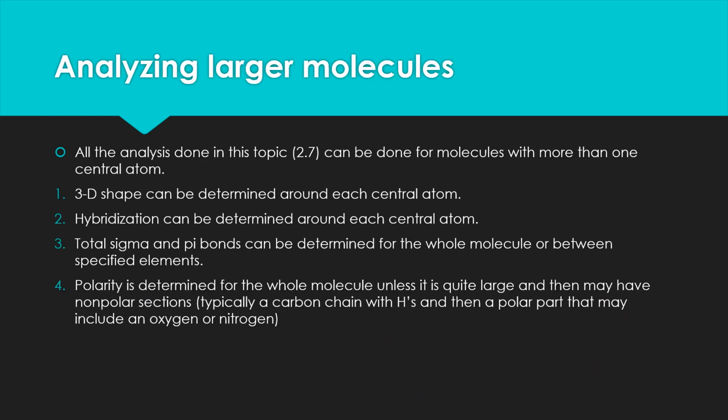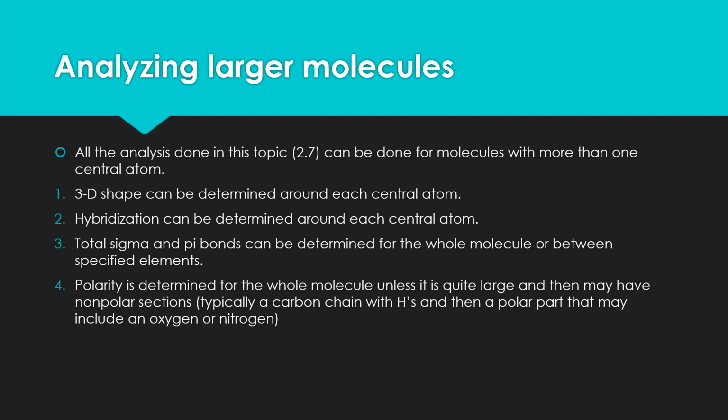All right, and last part that we're going to do is just talk about larger molecules. So analysis on larger molecules can still be done when there's more than one central atom. So everything we've done on this topic, so drawing the dot structures, analyzing their shape, their polarity, their hybridization, sigma and pi bonds, all of that stuff can still be done. We just have to think about it around each central atom. So if we're looking for the 3D shape, we can determine it around specific central atoms. We won't talk about the shape of the entire molecule, but sections of the molecule.